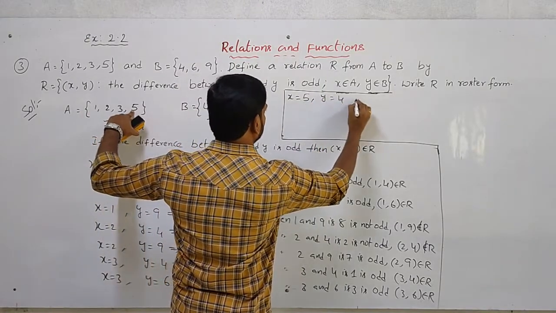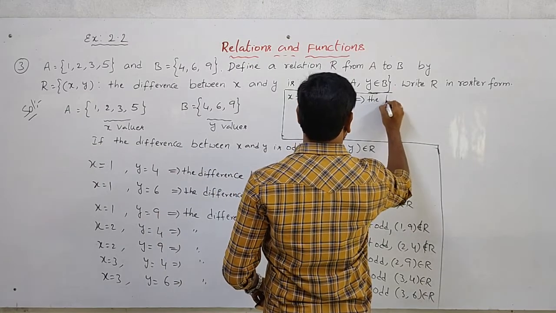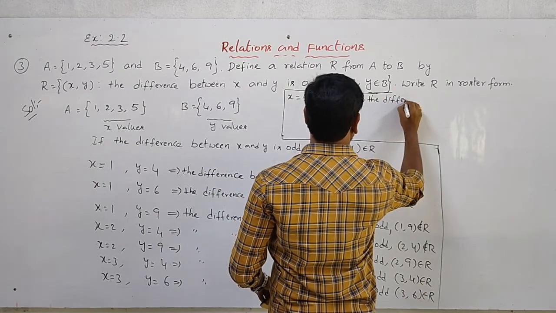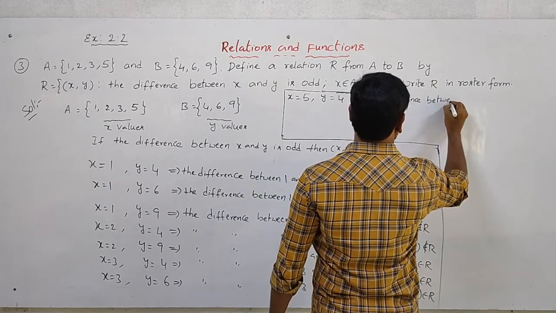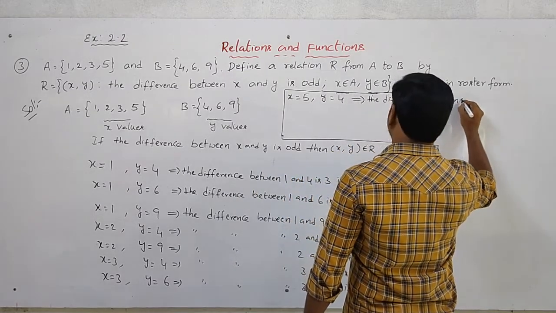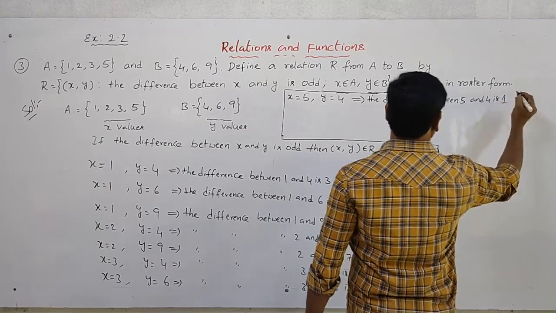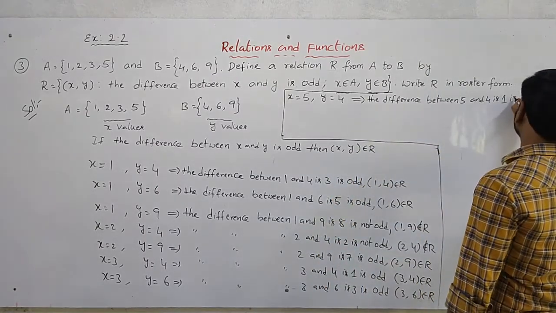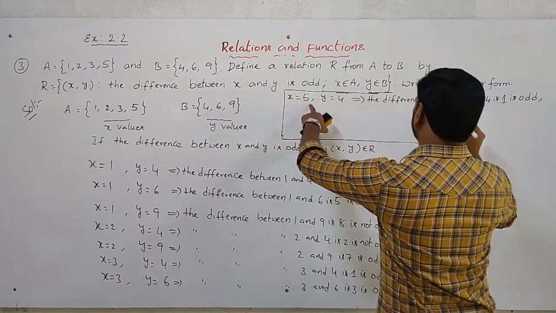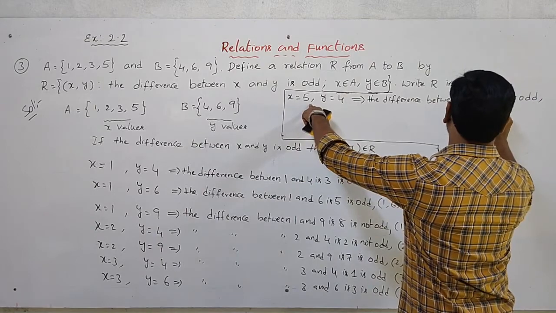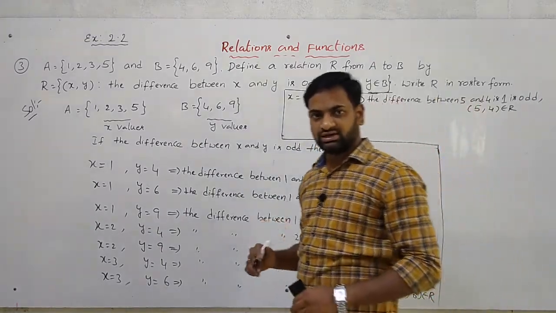Y value 4. That implies the difference between 5 and 4 is 1. Now this one is odd. When it is odd, the ordered pair (5, 4) is in the relation. (5, 4) is in the relation.